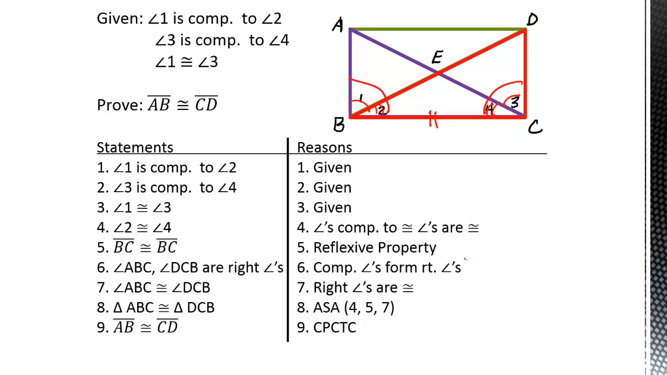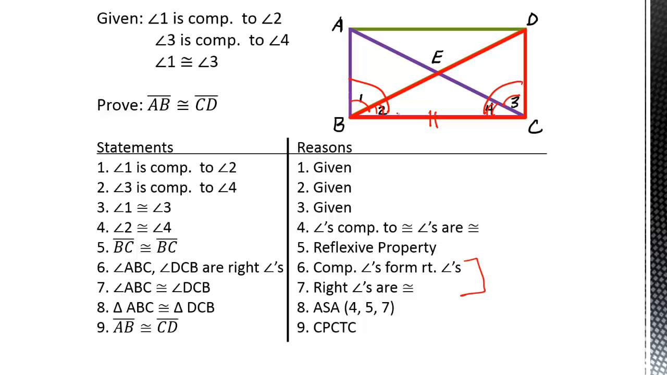Now this, you could have done a little bit differently. Now that you had proved that angle 2 is congruent to angle 4, you could have absolutely gone in, if you wanted to, and said that angle ABC is congruent to angle DCB because of the addition property. That would have been fine. So if you wanted to do that, that's fine. Just be careful of that, okay?